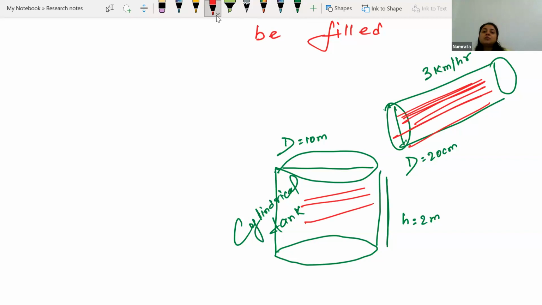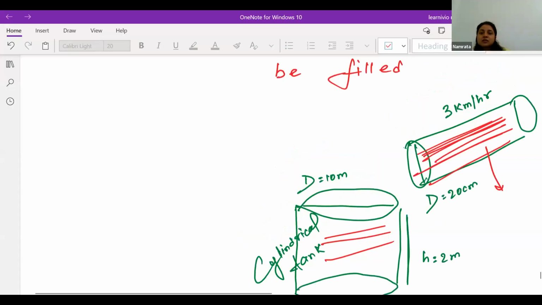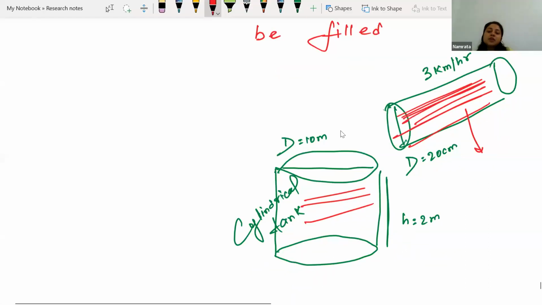Right? When the volume of both the cylinders will be the same, then the tank will be full, right? So the volume of this pipe, can you see the screen? Yes, sir. So the volume of this pipe, it's a cylinder, pi r square h. The volume of this one, it's also a cylinder, pi r square h.